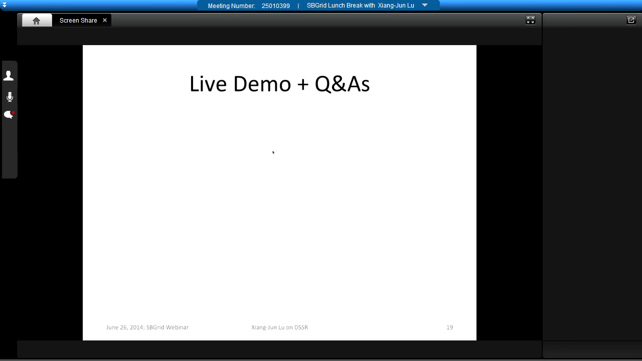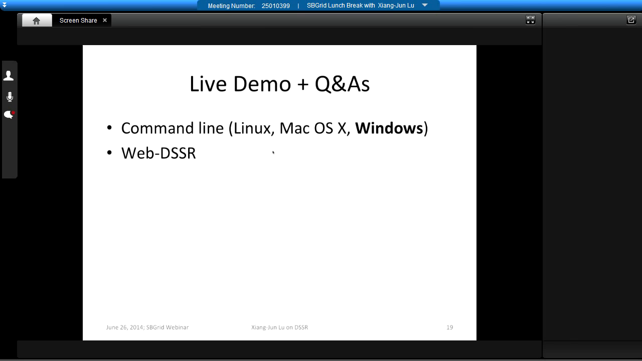So with that, I will end the talk, but I will then switch to give you a live demo. DSSR is a command line program, and it has three modes to run. The first is the command line. It not only runs on Linux and Mac OS X, but also on Windows. If you are a Windows user, you can simply download the Windows program and run it yourself. There is also a web interface to DSSR. And one very exciting development over the past few months, in teaming with Dr. Bob Hanson, is that DSSR has been integrated into Jmol. In the following few minutes, I will give a demo of each of these.